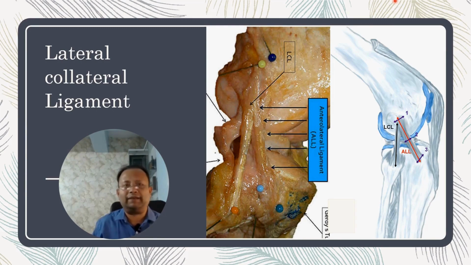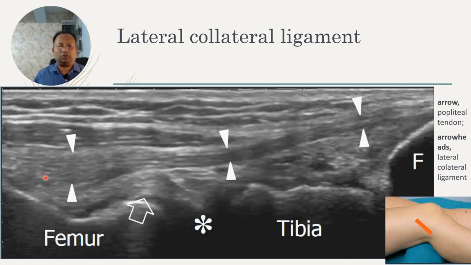It protects the knee. There is another ligament which here you can see, called the anterolateral ligament. This is also situated in few cases, not everywhere. This is there in front of the LCL, in front of the lateral collateral ligament. So under ultrasound, the lateral collateral ligament looks like this. This is the lateral collateral ligament, okay?